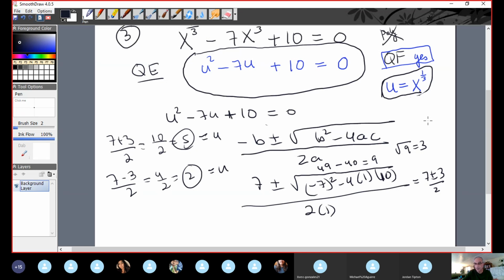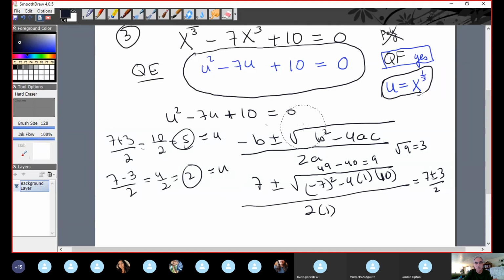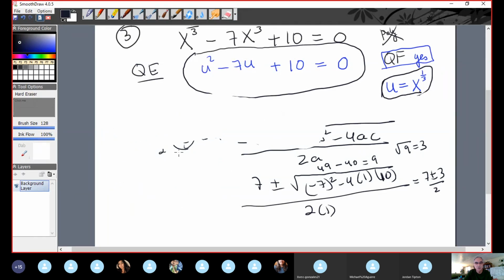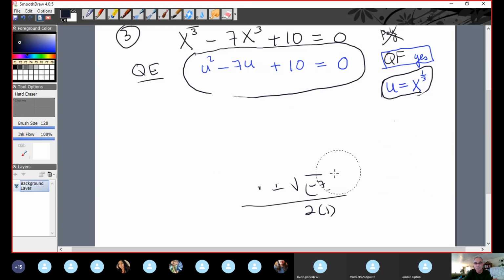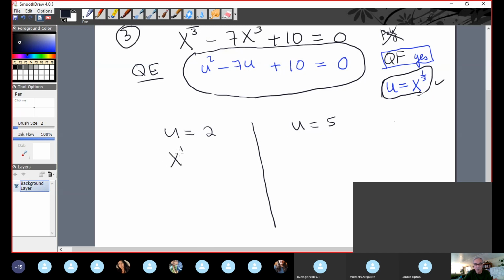The last part now is, you have the U values, 5 and 2. I use these U values and split the paper in two parts: U equal 2 and U equal 5. Who is U? What is the relationship between U and X? What is the formula? U is X to the 1/3.